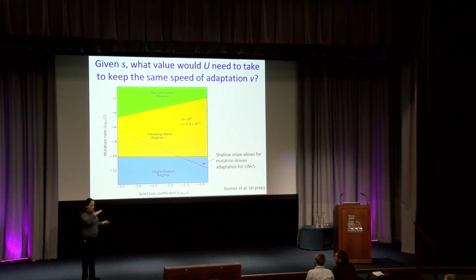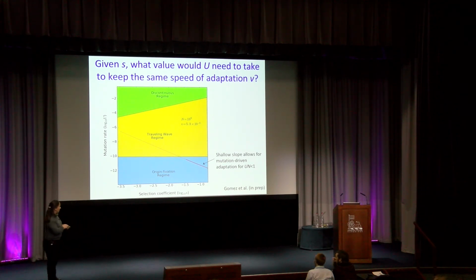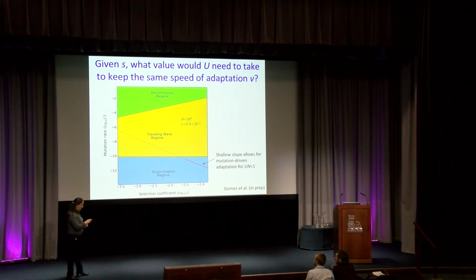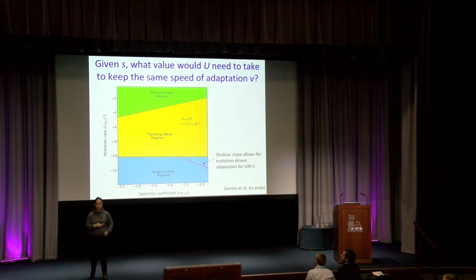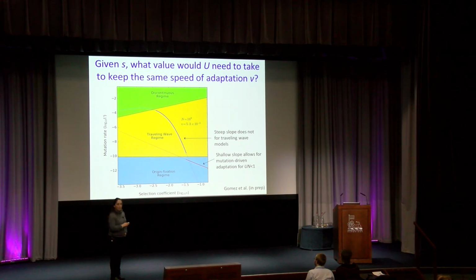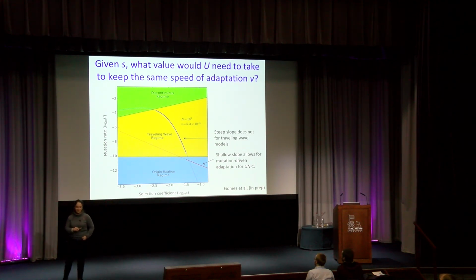And the fact that this has a very shallow slope is what indicates that mutation-driven adaptation, the importance of developmental bias, is possible, that you don't have to change U very much in order to compensate for what's going on in S. So shallow slope means, yes, you can have developmental bias as a cause. The steep slope, so then this is the equation for the travelling wave regime, and it does not have a shallow slope. It has a steep slope.